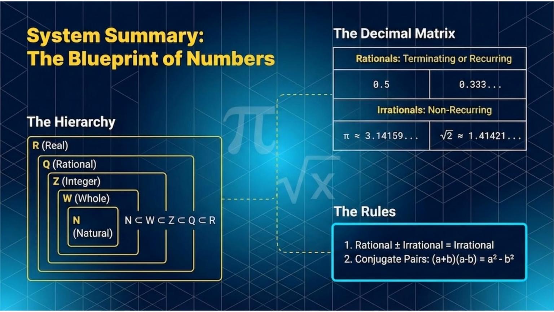In summary, the number system hierarchy shows that all sets are subsets of the real numbers. The decimal matrix distinguishes rationals from irrationals, and specific rules govern their interactions, such as those involving conjugates.